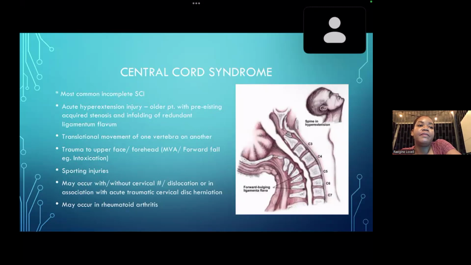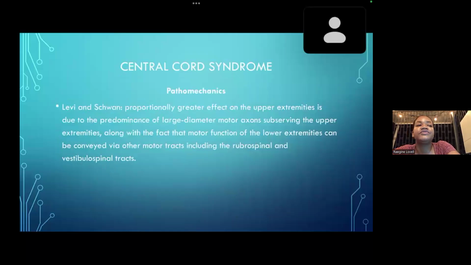A blow to the upper face or forehead is often disclosed in history, or you can pick it up in exam if there are lacerations or abrasions to the face or forehead, often in relation to a motor vehicle accident or fall forward, often while intoxicated. It's also associated with sporting injuries, may be associated with acute traumatic cervical disc herniation, and may also occur in the presence of rheumatoid arthritis.